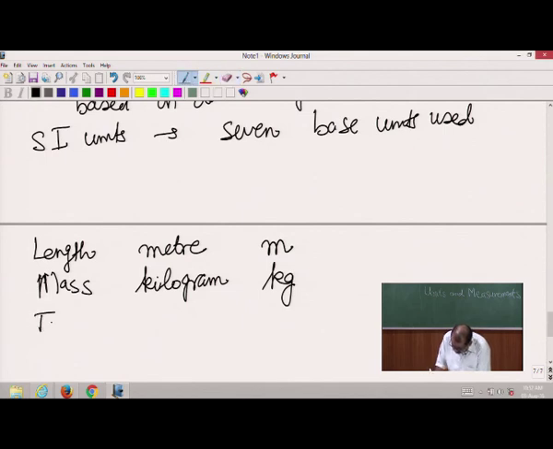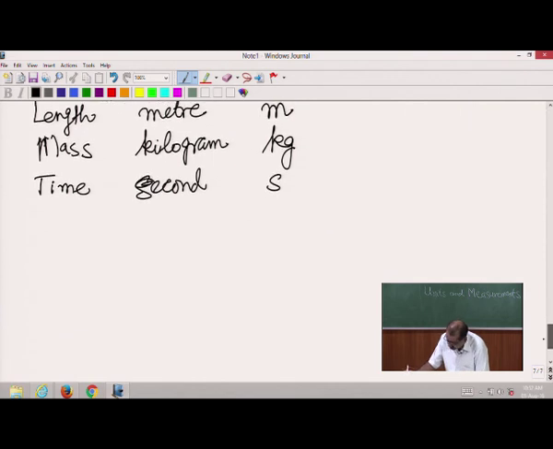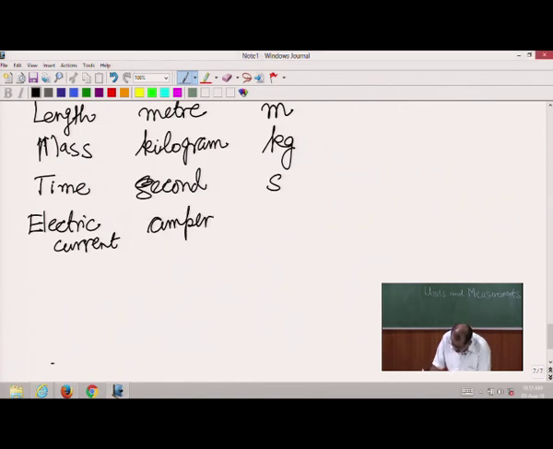For time, the basic unit used is the second, and we use the symbol S for this. Then we have the fourth quantity for which we provide the basic set of units, electric current, and the standard unit for this in the SI system is ampere, and we use the symbol A for this. Here, of course, in the SI system we use ampere as a basic unit.